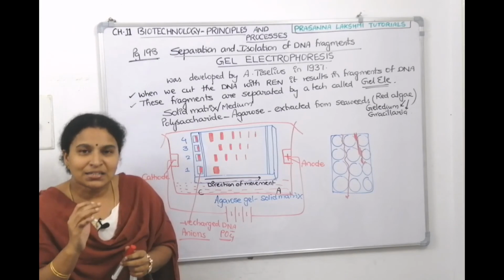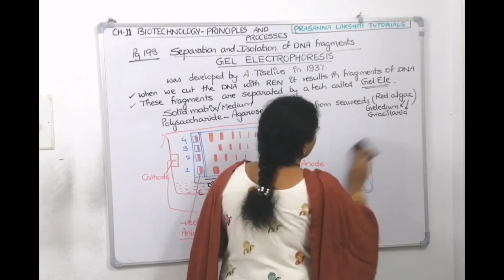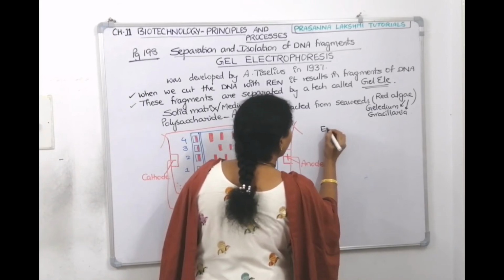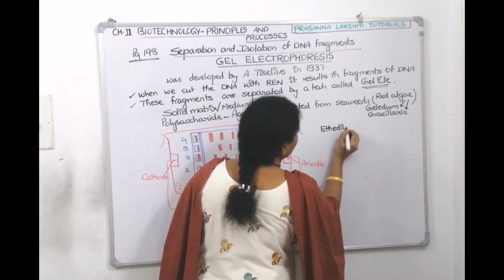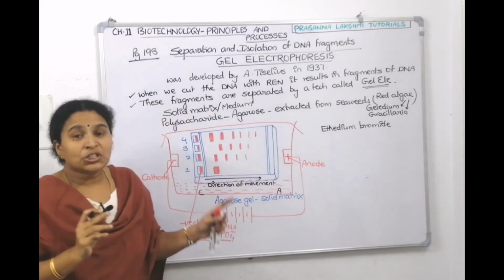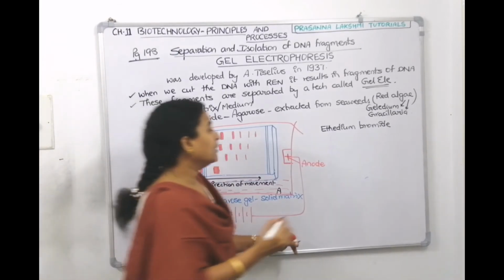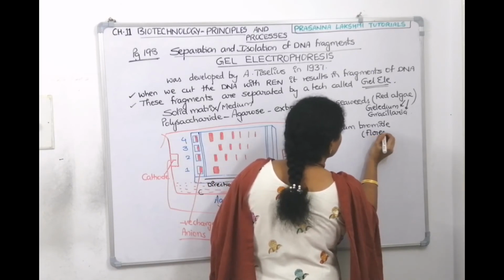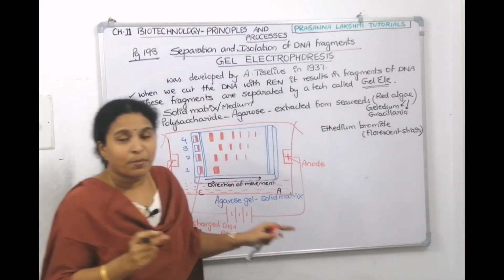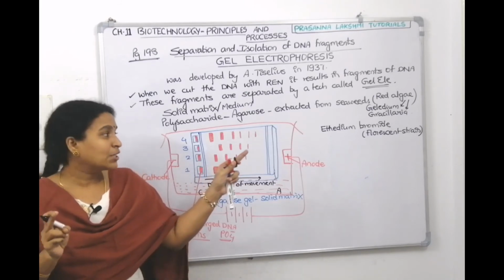So then what is the stain we use to visualize the DNA? We need to take a fluorescent stain, and the name of the fluorescent stain, children, is ethidium bromide. After the DNA gets separated, stain the DNA bands with ethidium bromide, which is a fluorescent stain. It cannot be seen in visible light. So it gets exposed in UV light.